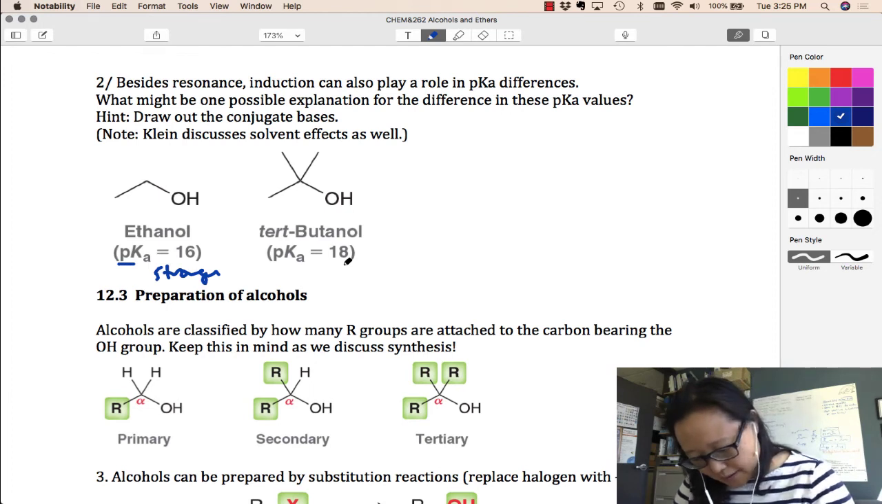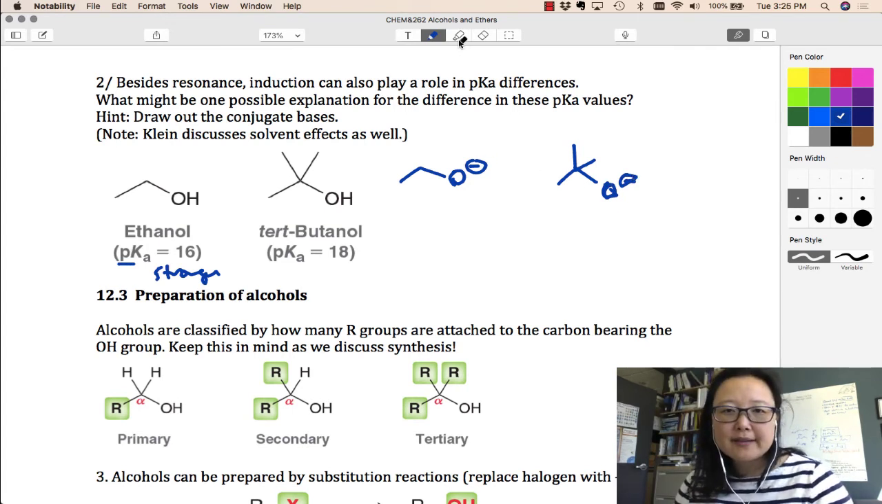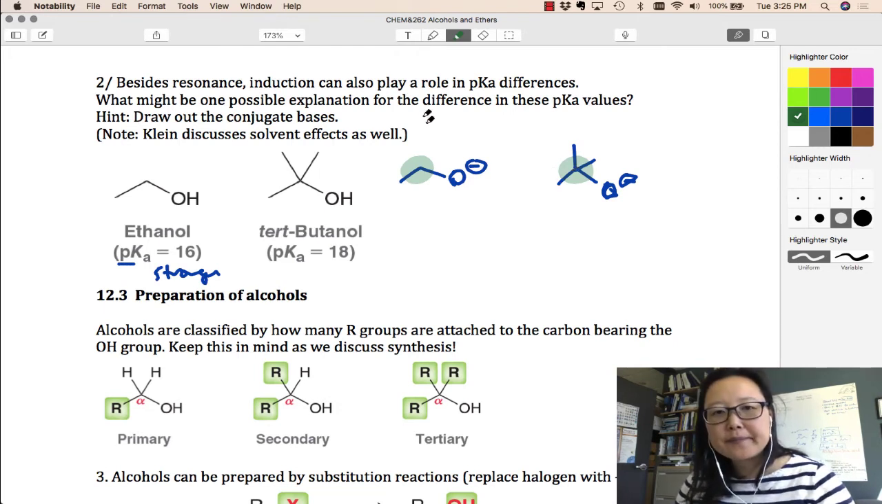So if we look at ethanol, let's look at its conjugate base, which is ethoxide. Tert-butanol's conjugate base is tert-butoxide. And the main difference between these, they both have a negatively charged O, is what the R group, the structure of the R group, is. So here I have a primary, but here I have a tertiary. So what's going on here?